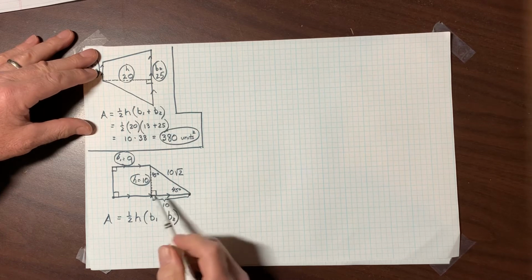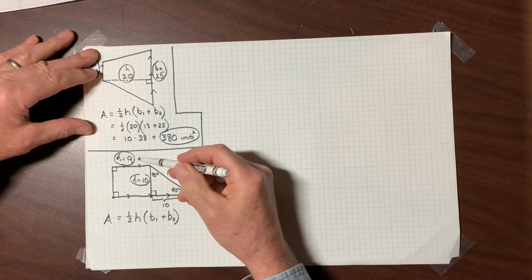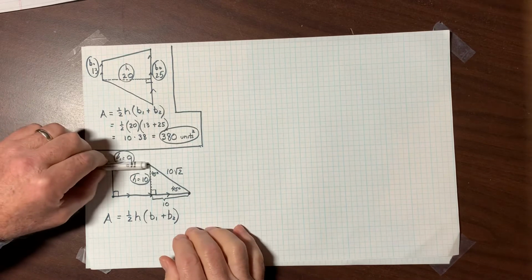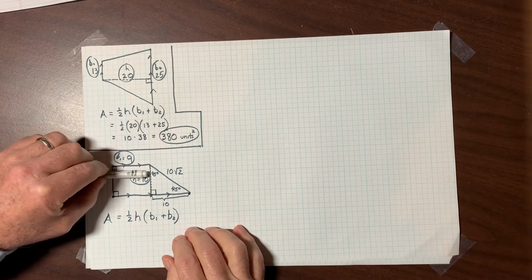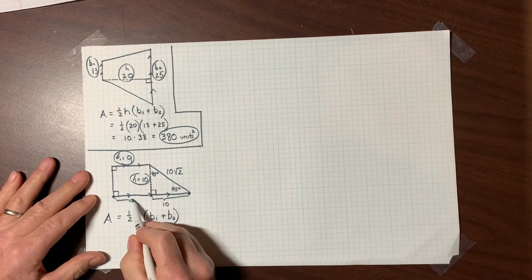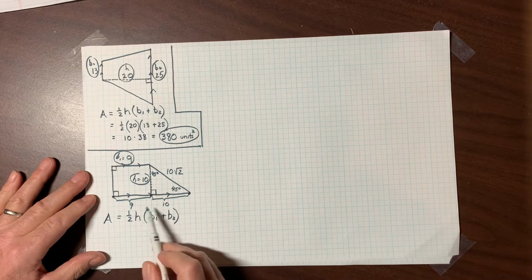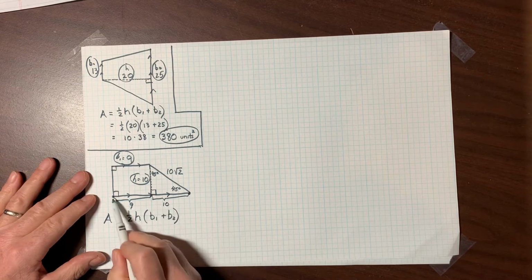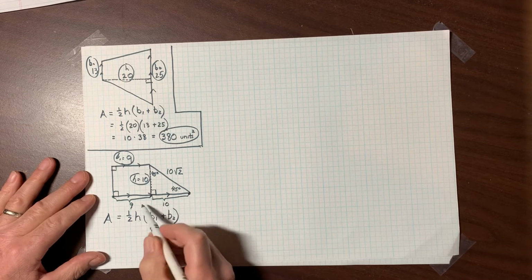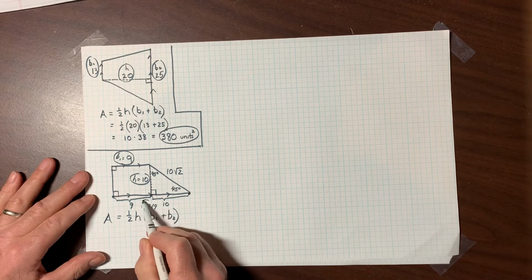So here's what I'm going to do. You see this 9? That's the top base. This 9 transfers down, so to speak. So this value 9 at the top is going to transfer down to the bottom. So this distance here would be 9. Together, the 9 and the 19 give you the entire distance all the way across. So B sub 2 is going to be 19.